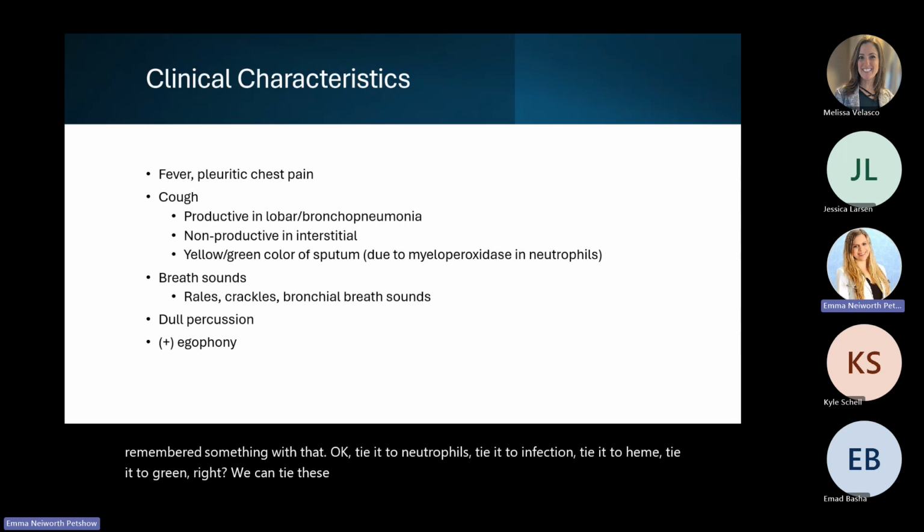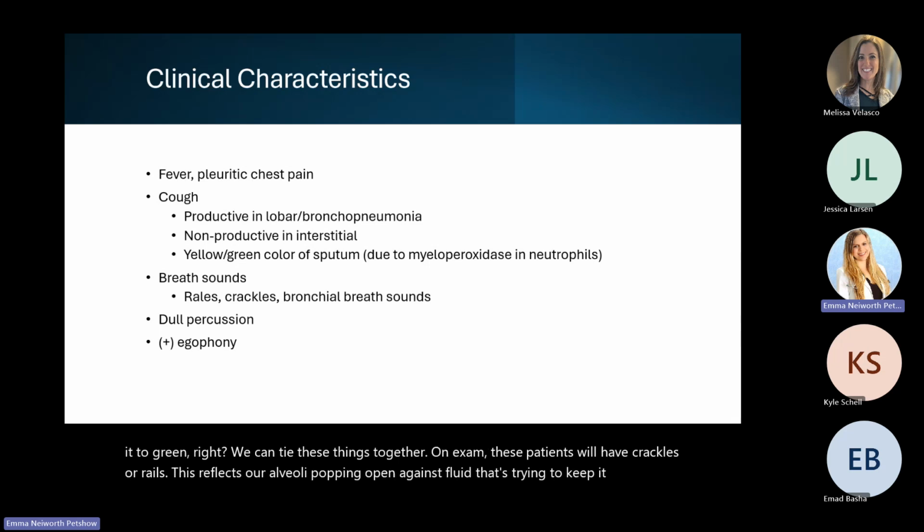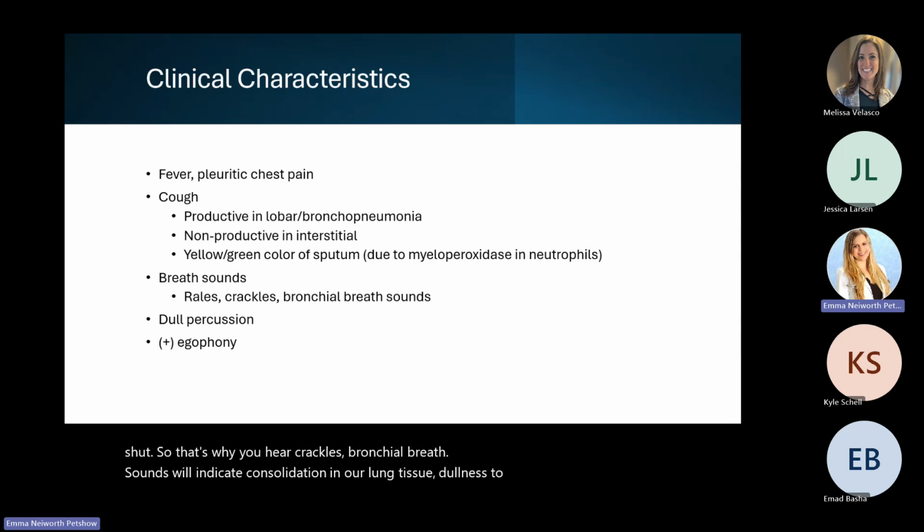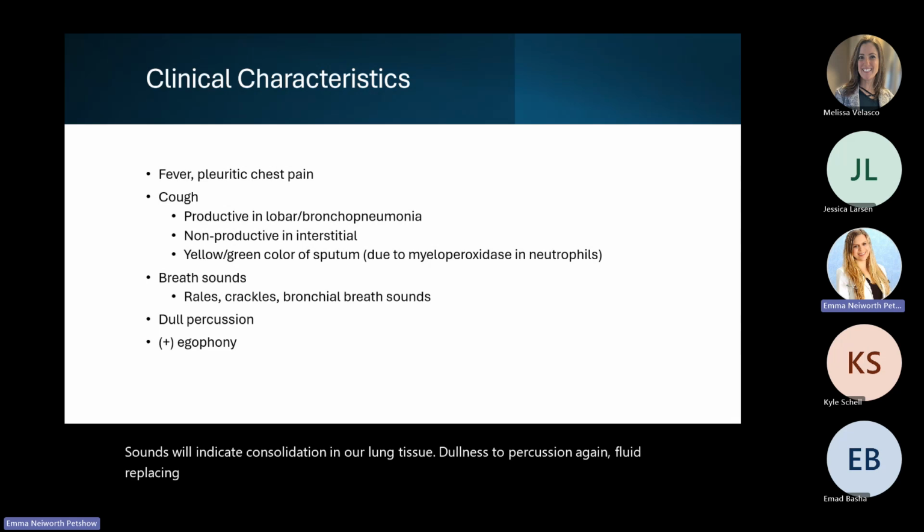On exam, these patients will have crackles or rales. This reflects our alveoli popping open against fluid that's trying to keep them trapped shut. So that's why you hear crackles. Bronchial breath sounds will indicate consolidation in our lung tissue. Dullness to percussion, again, fluid replacing air, and egophony, that A to E or E to A sound, occurs when sound transmission is enhanced through a lung that's solidified.